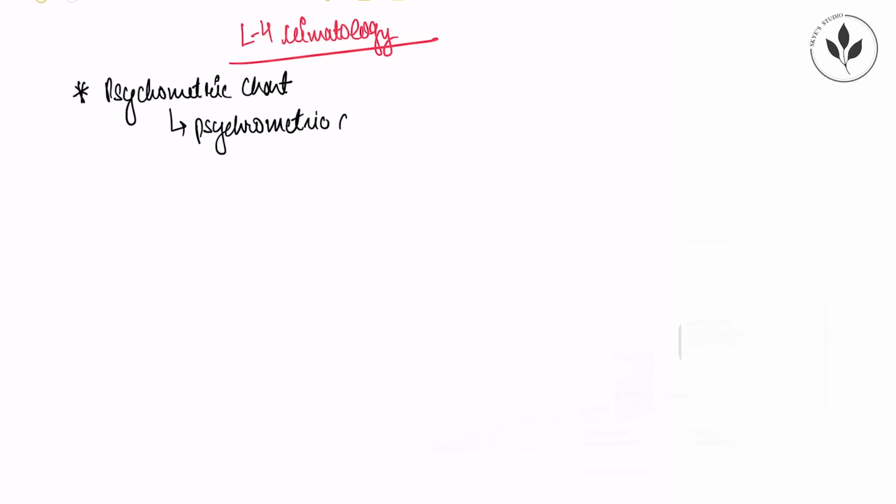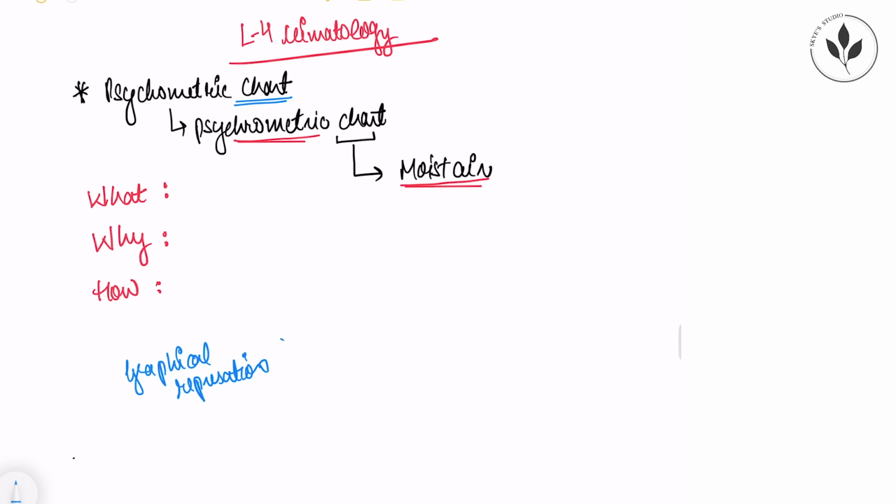Let's start with the definition of this chart by the basic funda that we always use, which is what, why and how of the particular word. So what is a chart? Chart is basically a graphical representation of all your data, and we have different types of charts.